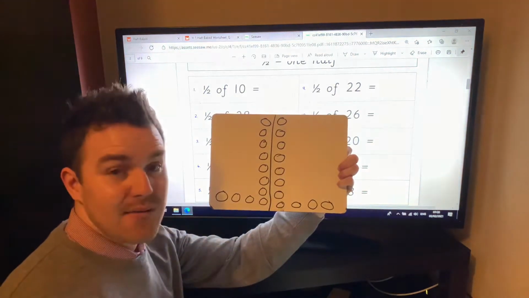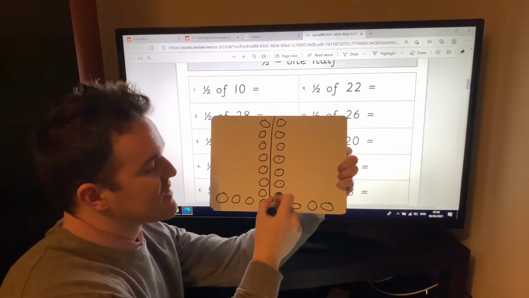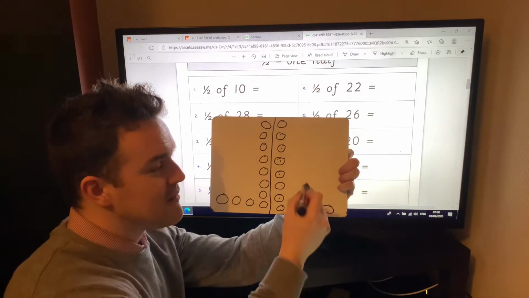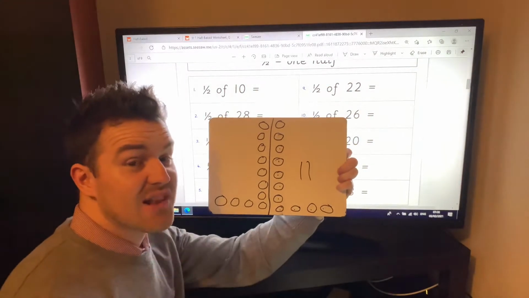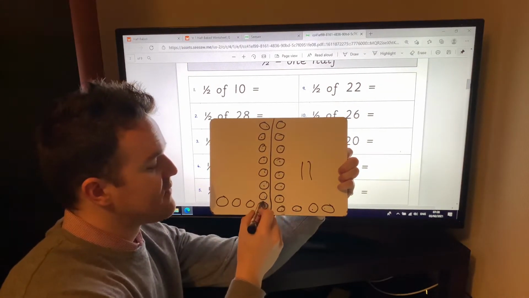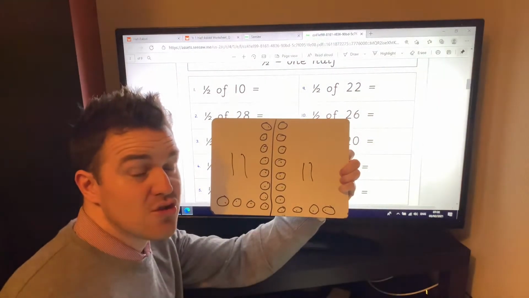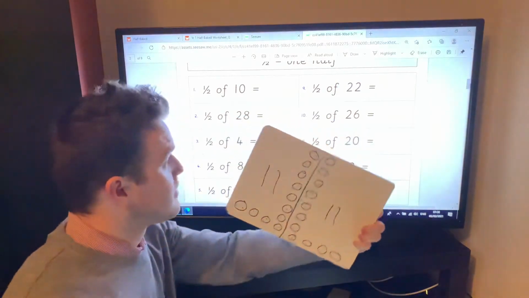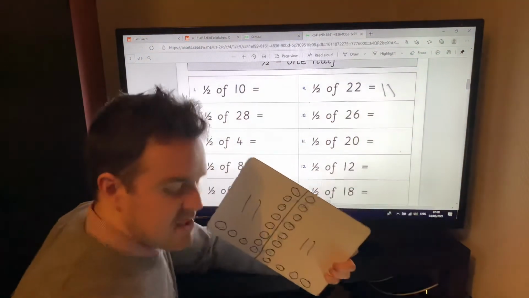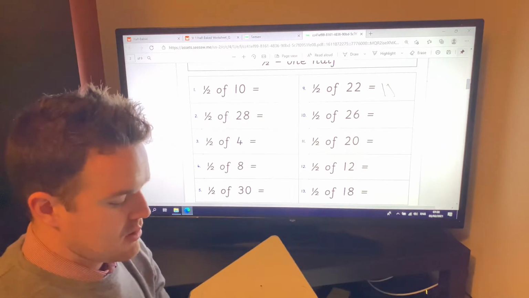So let's see what half of 22 is. 1, 2, 3, 4, 5, 6, 7, 8, 9, 10, 11. I'm going to double check that I've got 11 on the other side. 1, 2, 3, 4, 5, 6, 7, 8, 9, 10, 11. So half of 22 is 11, okay? Let me do another one. So rub all that out.